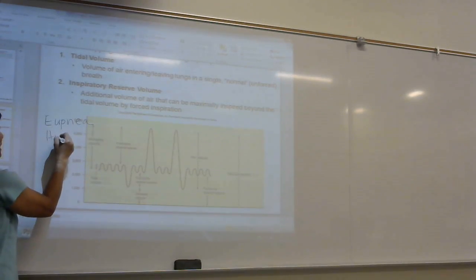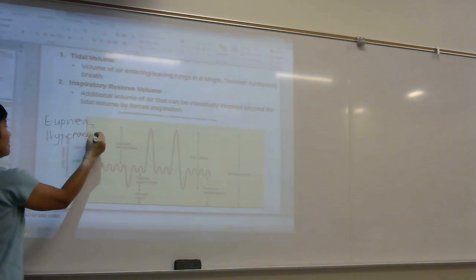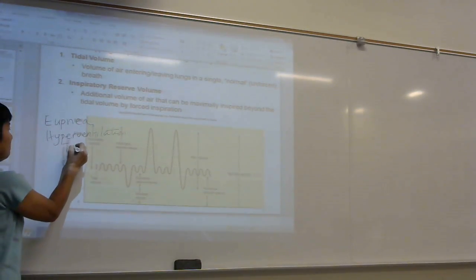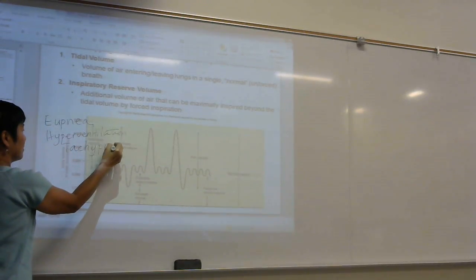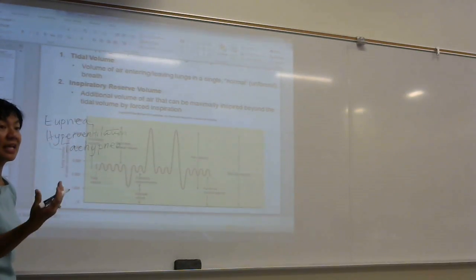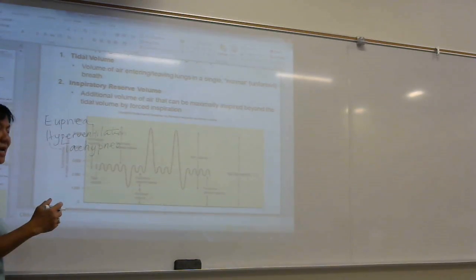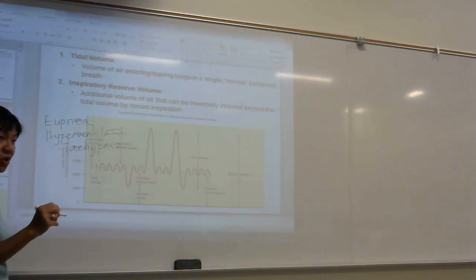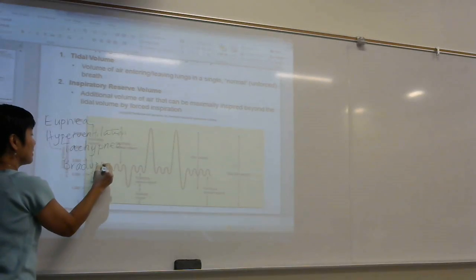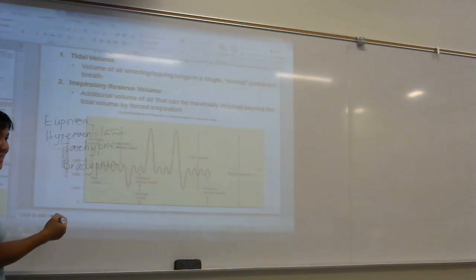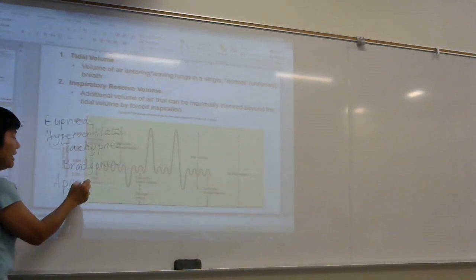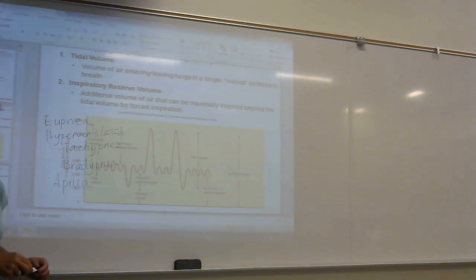And then hyperventilation. What does this mean, hyperventilation? You breathe fast. Or tachypnea. Tachypnea and hyperventilation are the same: increased breathing rate. Tachycardia is increased heart rate. Tachypnea is increased breathing rate. Bradycardia is low heart rate, right? So bradypnea is decreased breathing rate, or hypoventilation. I know you know this, apnea. Apnea means? Very good, you don't breathe.